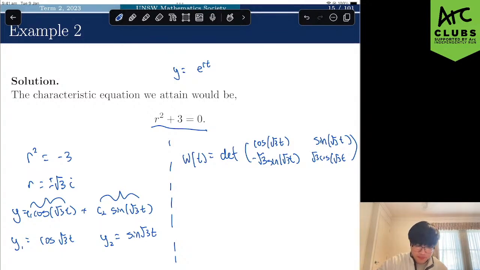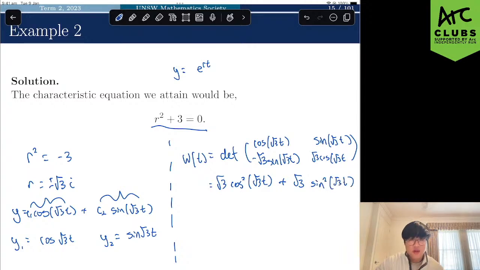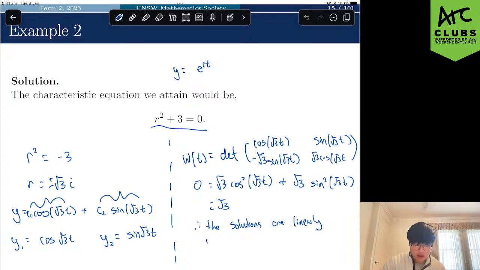And that determinant, you'll figure it out to be root 3 cosine squared root 3t plus root 3 sine squared root 3t. And clearly this does not equal 0. Namely, it equals root 3. So then we have the solutions are linearly independent.